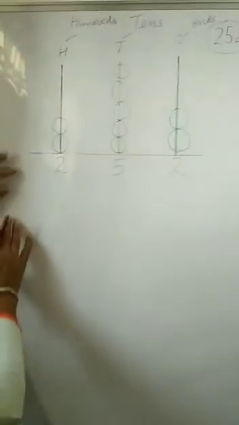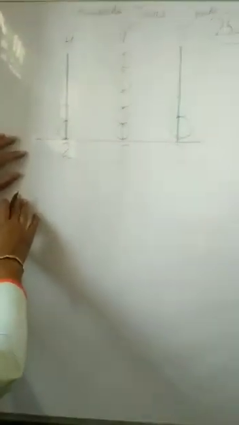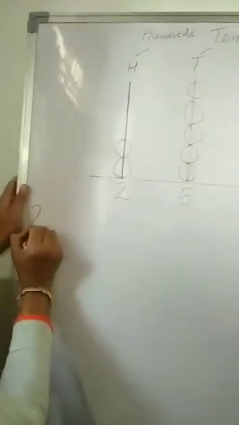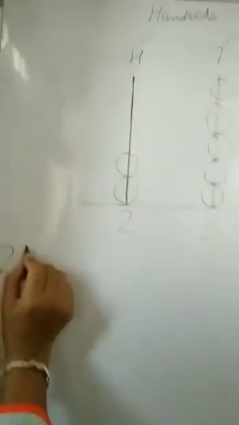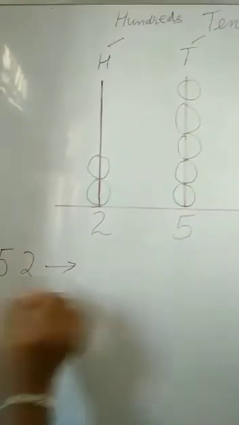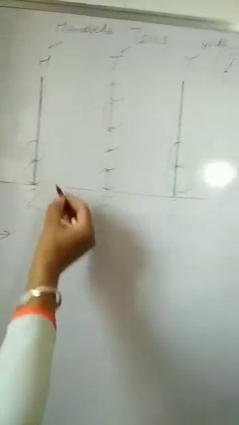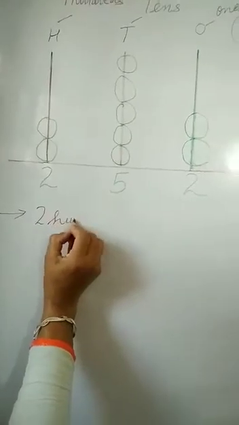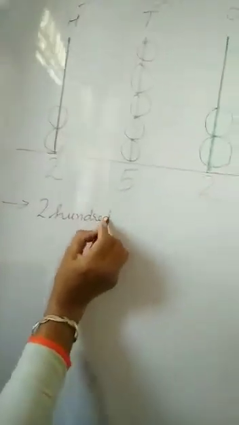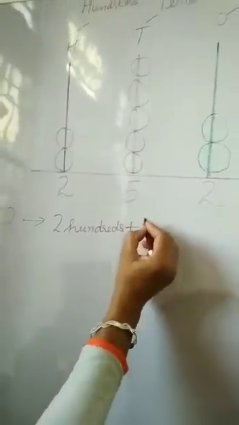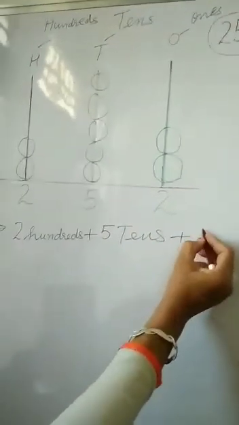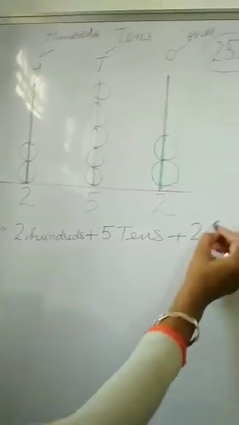See students, from this example we can learn one more thing also. We can learn how we can write this number 252 in expanded form. See, 2 is at the hundreds place, so we will write 2 hundreds. Then 5 is at the tens place, so we can write here 5 tens. And 2 is at the ones place, so here we can write 2 ones.